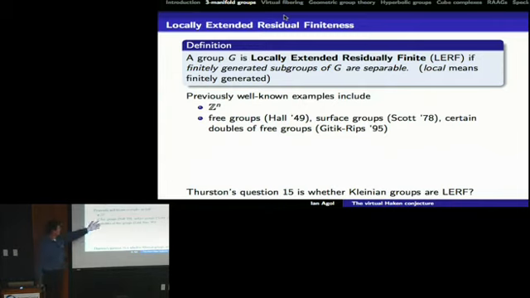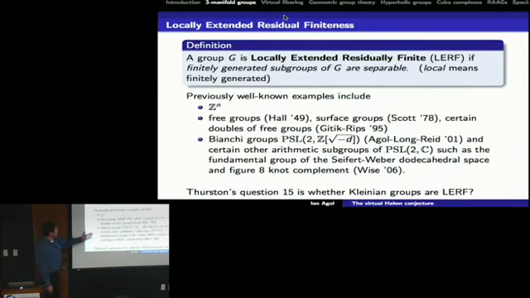Examples include Z to the N, any subgroup of that, which is actually finitely generated. In fact, groups that have all subgroups finitely generated are fairly rare. Then there are free groups. This was a classic result of Hall. In some sense, Wise's work is sort of a vast generalization of Hall's technique. And then surface subgroups was proved by Scott in the 70s. Doubles of free groups was proved by Gitik and Rips. So a double of a free group is where you take two copies of a free group and glue them together along a certain subgroup, a so-called amalgamated product, which I'll describe in the next lecture.